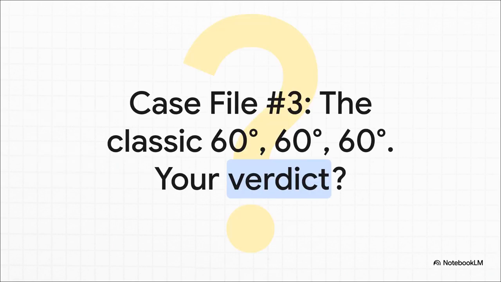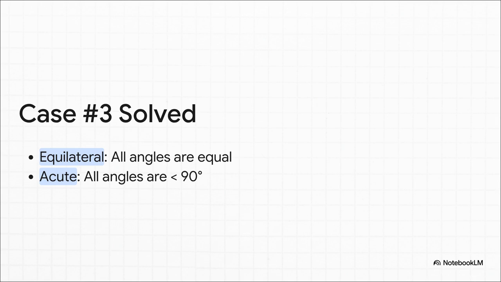All right, time for our last case file. This is a classic. The angles are 60, 60, and 60. You should recognize this one immediately. It's our special informant. Of course. Three equal angles can only mean one thing. It's an equilateral triangle. And hey, since 60 is less than 90, it also fits the profile of an acute triangle, right? So it's both, the perfect balanced triangle.